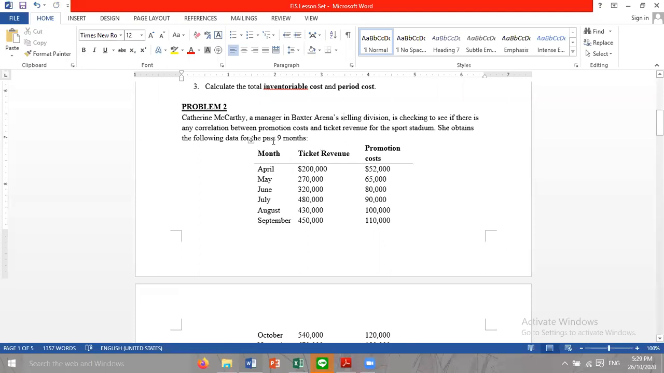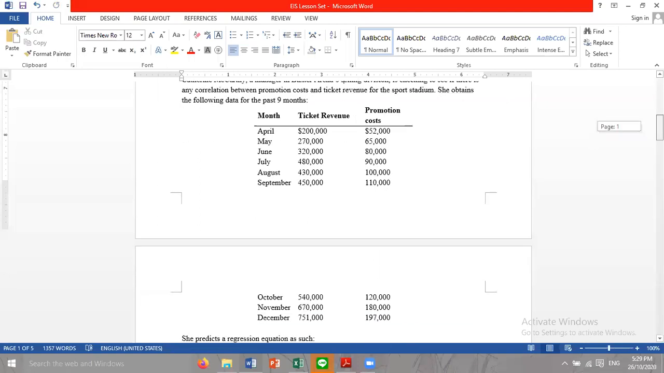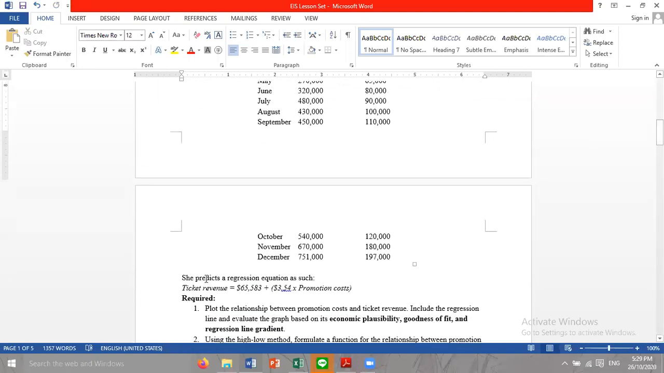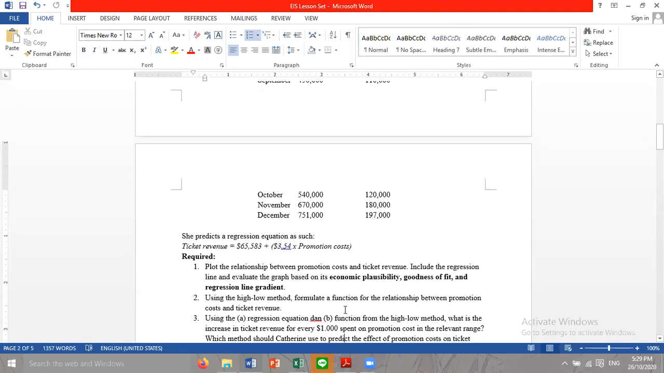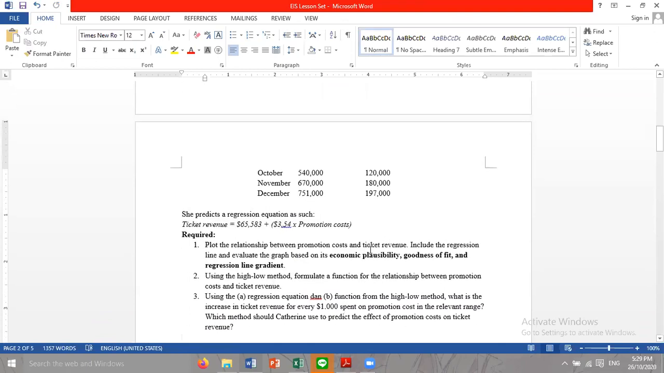So we have data for the month, ticket revenue, and promotion costs. She predicts a regression equation as such. Okay, so we are already given an equation for the regression analysis. And here are the questions required. 1. Plot the relationship between promotion cost and ticket revenue. Include the regression line and evaluate the graph based on its economic possibility, goodness of fit, and regression line gradient.